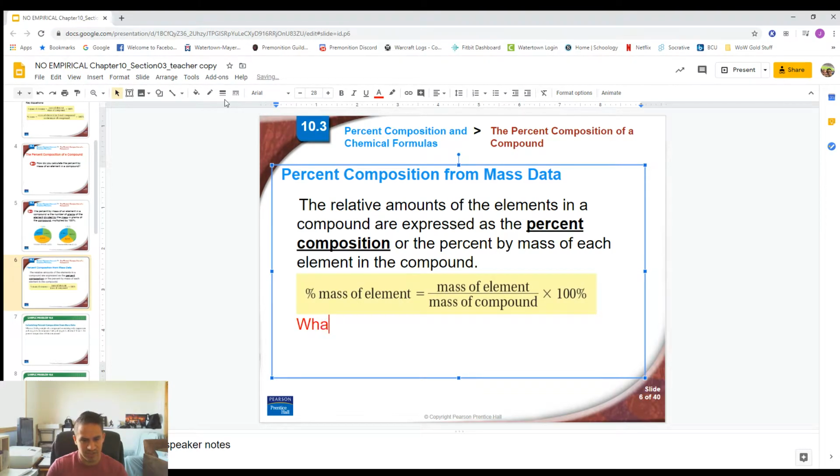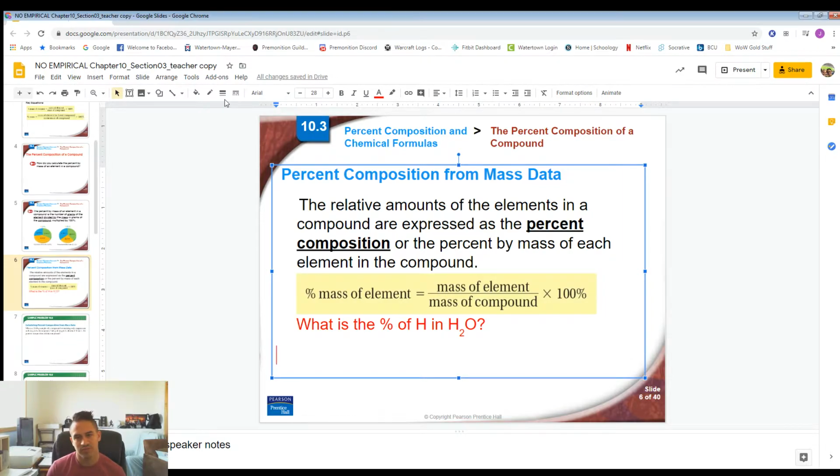Instead, we would again say, what is the percent of H in H2O? We first need to know the mass of just the H, just the O, and the whole compound. So the mass of H2 is 1 gram a piece times 2. Hydrogen has a molar mass of 1. That's on the periodic table.